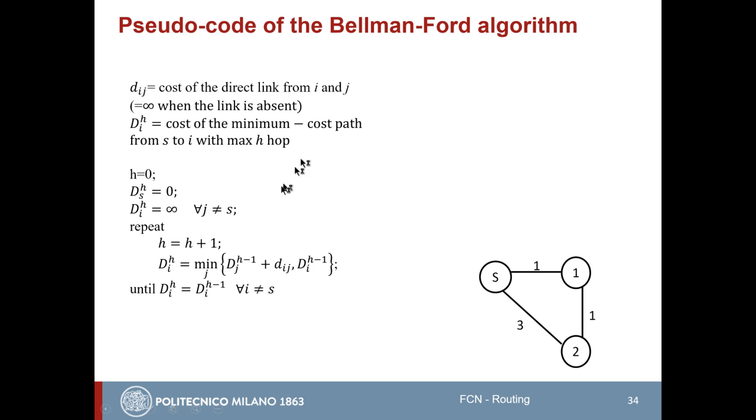So this is the final, global definition in terms of pseudocode of this Bellman-Ford algorithm. Basically, you can see that this comparison is always at the core of the algorithm. There is an error here.